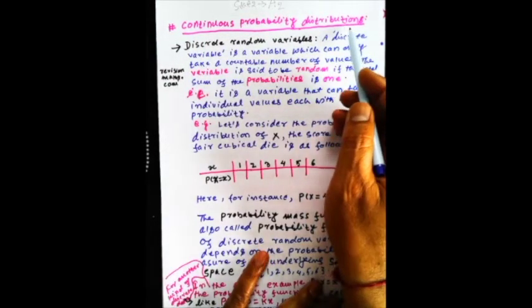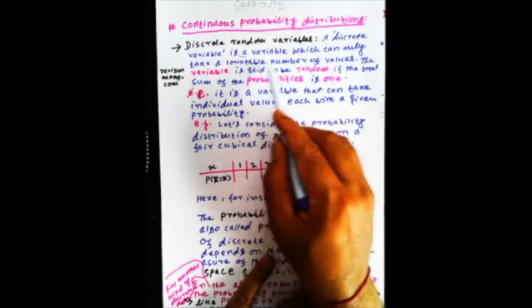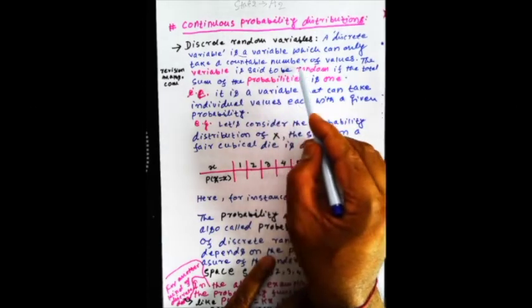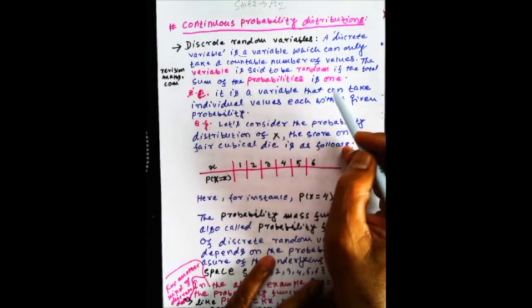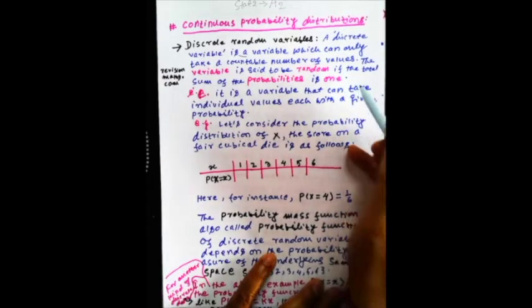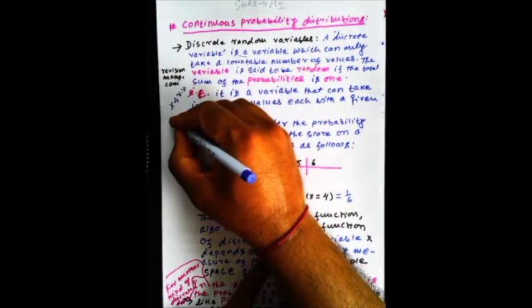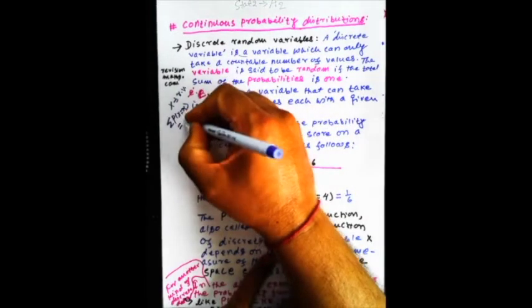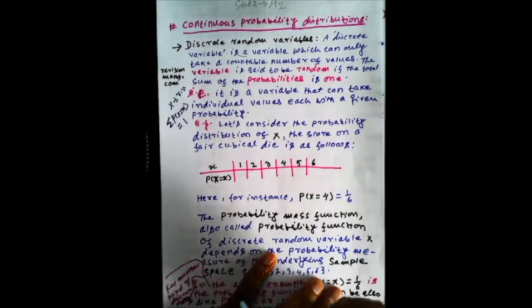Before we discuss more about continuous probability distribution, we shall first talk about discrete random variables again. A discrete random variable is a variable which can only take a countable number of values. The variable is said to be random if the total sum of the probabilities is 1. So if you would like to say X is a random variable, the total probability over all the points of X must be equal to 1, then it will be called a discrete random variable, and the probability associated with that sort of random variable will be called the discrete probability distribution.